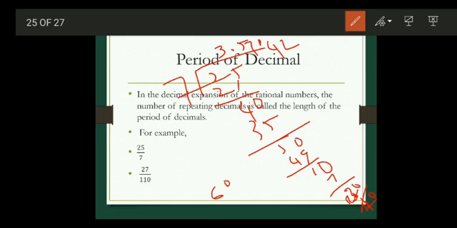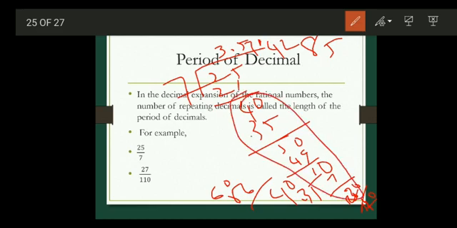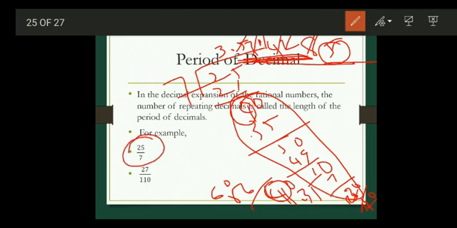Add 0. Now we have 60. 5 sevens are 35, 6 sevens are 42, 7 sevens are 49, 8 sevens are 56. Remainder 4. Add 0. Now again we will get 5, 35. So this will repeat again, because again we have got a remainder 4. So after these many decimal digits, the numbers will repeat. How many numbers are there after the decimal? 1, 2, 3, 4, 5, 6. So 6 is the period of this rational number.